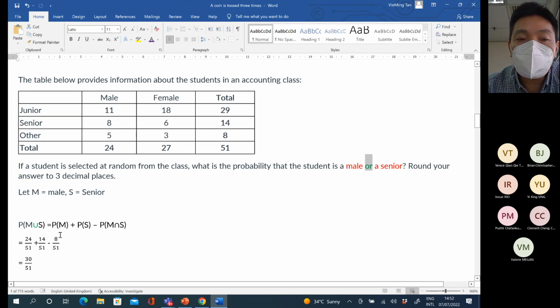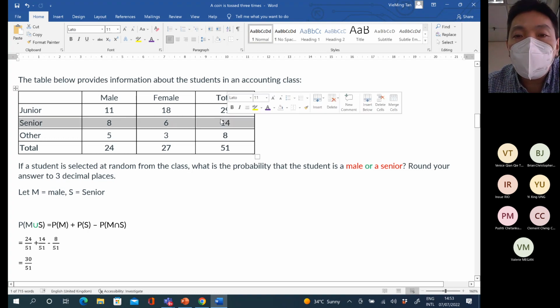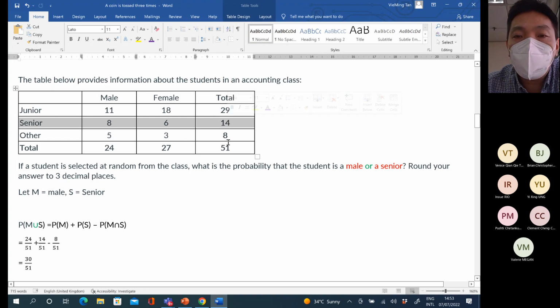Okay, so you have to solve this problem. How to calculate probability M? We need to go to the male column and check what is the total male students: 24. So the answer is 24 over 51, which is the P(M) value. P(S) is senior. Senior means this row. Check in total how many senior students? 14 of them out of 51. So put it here.